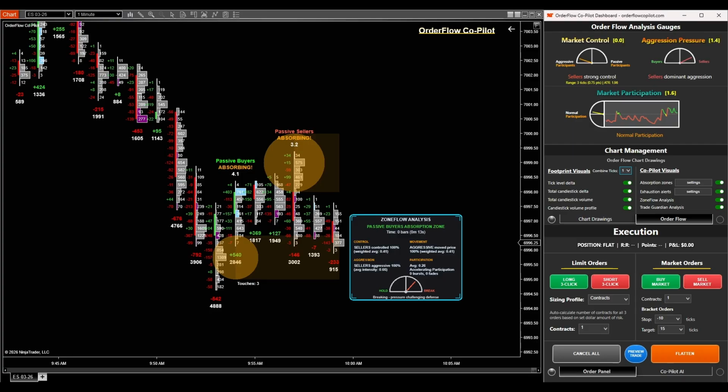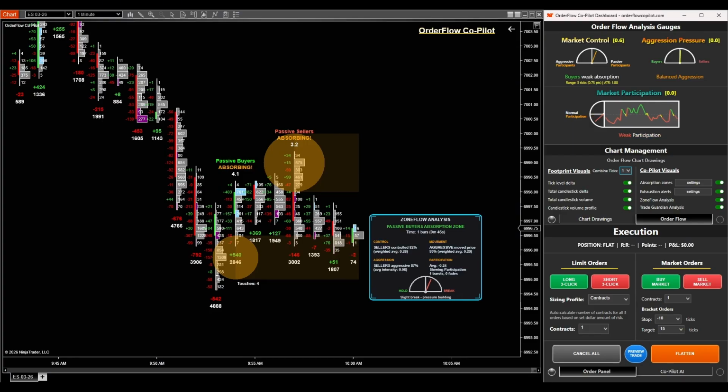Next, we have the aggression pressure gauge, this one in the top right. It is probably the simplest gauge, but it's still extremely useful. This gauge shows you how much pressure the aggressive participants are applying. Depending on the overall delta, the overall volume, and even tick level volume and delta spatial analysis, we determine the pressure exerted by the aggressive side and turn it into an easy to read gauge visual with a status. Similar to the market control gauge, this is also a key gauge that feeds our set of order flow visuals.